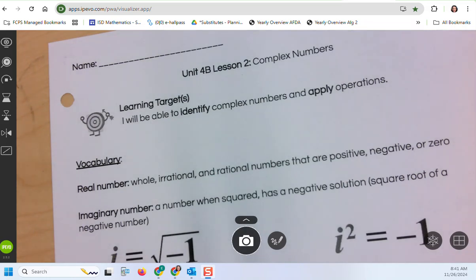can't be negative 5. Negative 5 times negative 5 is positive 25. And it's definitely not positive 5. 5 times 5 is 25. So in order to solve an equation like x squared equals negative 25, we need imaginary numbers.